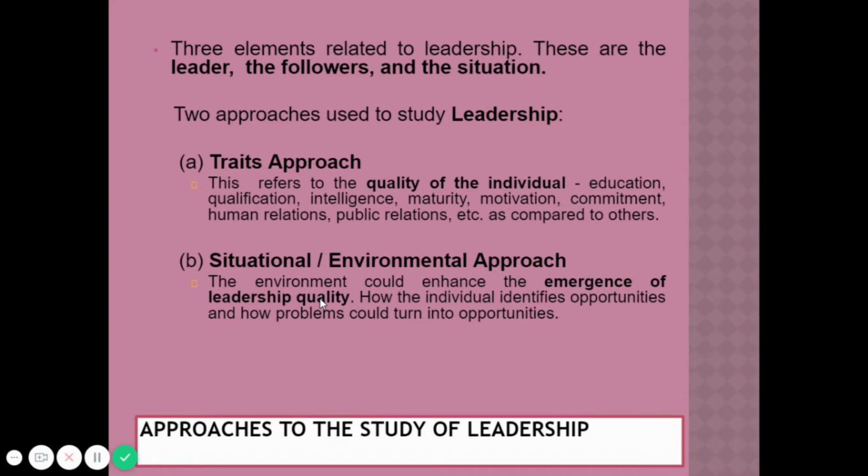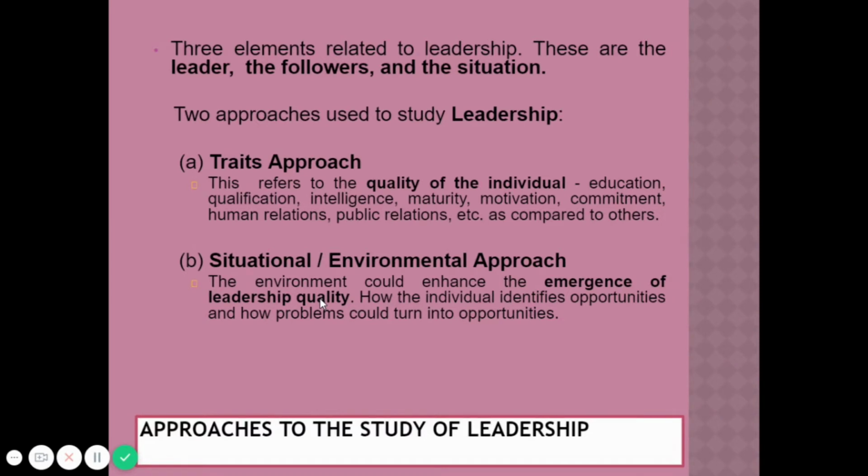There are 3 elements in leadership. The first one is the leader, and then we have the followers and the situation. The leader is the most important element in leadership because there will be no leadership without a leader. The followers are equally important, because a leader cannot lead if there are no followers. And then we have the situation, which is the events that distinguish the leaders from the non-leaders.